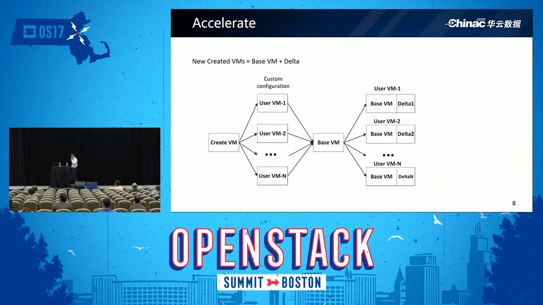Okay, here. A newly created VM equals the base VM plus delta. What delta means is what I just said: the CPUs, memories, storages, or NICs that are different from the base VM. But what is the base VM? Base VM means you have the least.